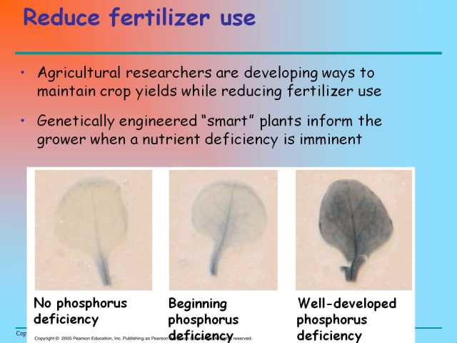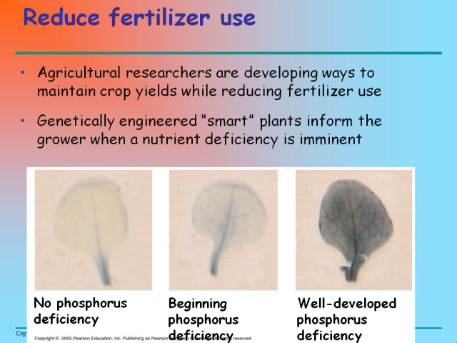So the goal is to reduce fertilizer use. Agricultural researchers are developing ways to maintain crop yields while reducing fertilizer use. These genetically engineered smart plants inform a grower when a nutrient deficiency is imminent, from no phosphorus to well-developed phosphorus deficiency.